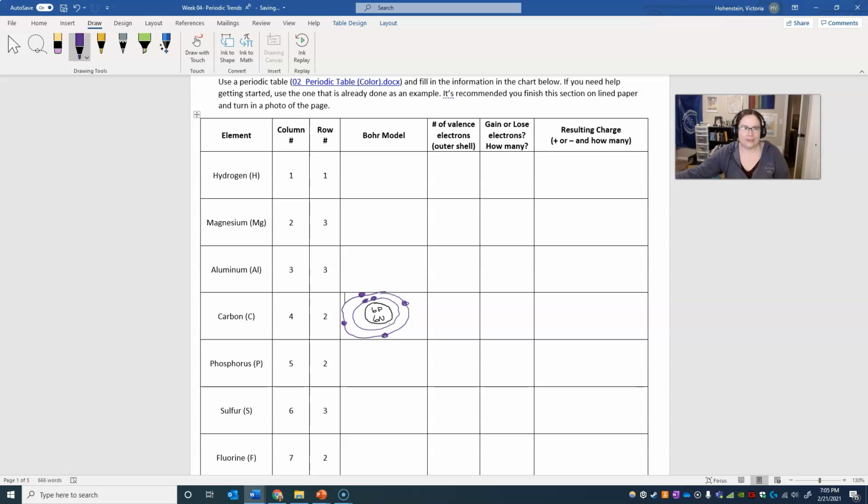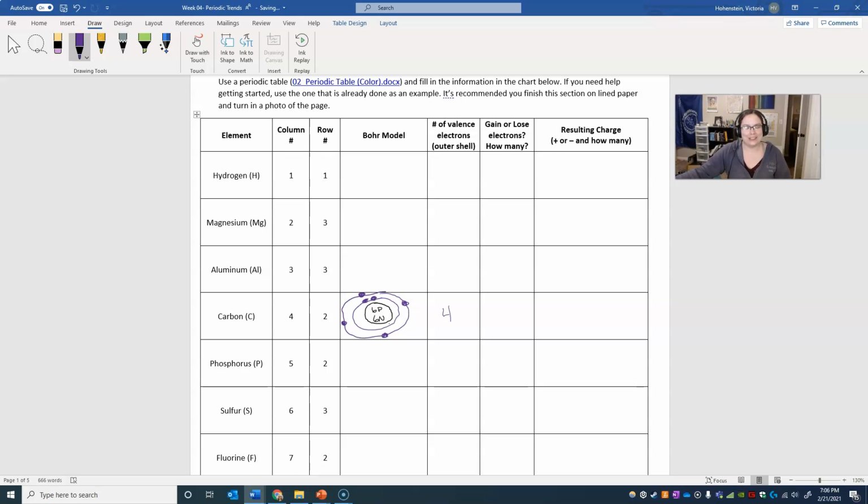So let's fill out the rest of the information on this chart. Number of valence electrons, and it says outer shell. So how many electrons are in the outer shell? This one has 1, 2, 3, 4. 4.